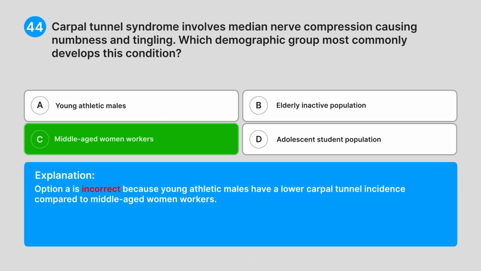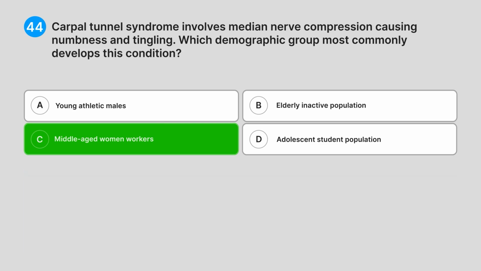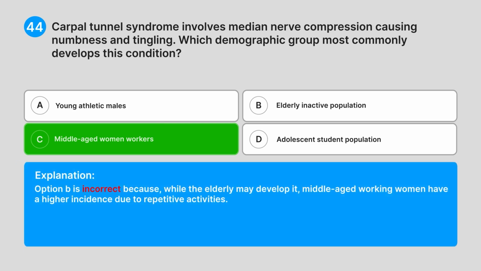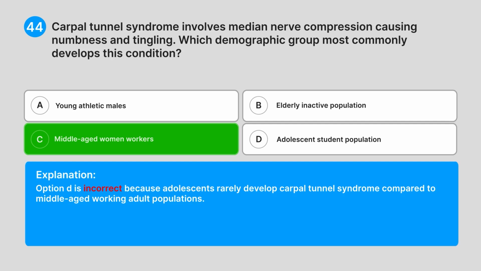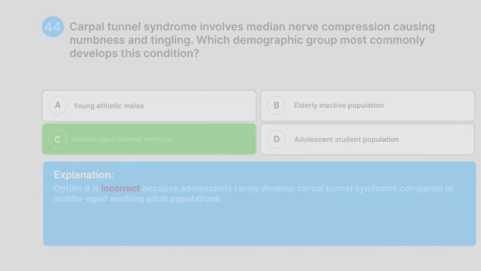Option A is incorrect because young athletic males have a lower carpal tunnel incidence compared to middle-aged women workers. Option B is incorrect because while the elderly may develop it, middle-aged working women have a higher incidence due to repetitive activities. Option D is incorrect because adolescents rarely develop carpal tunnel syndrome compared to middle-aged working adult populations.